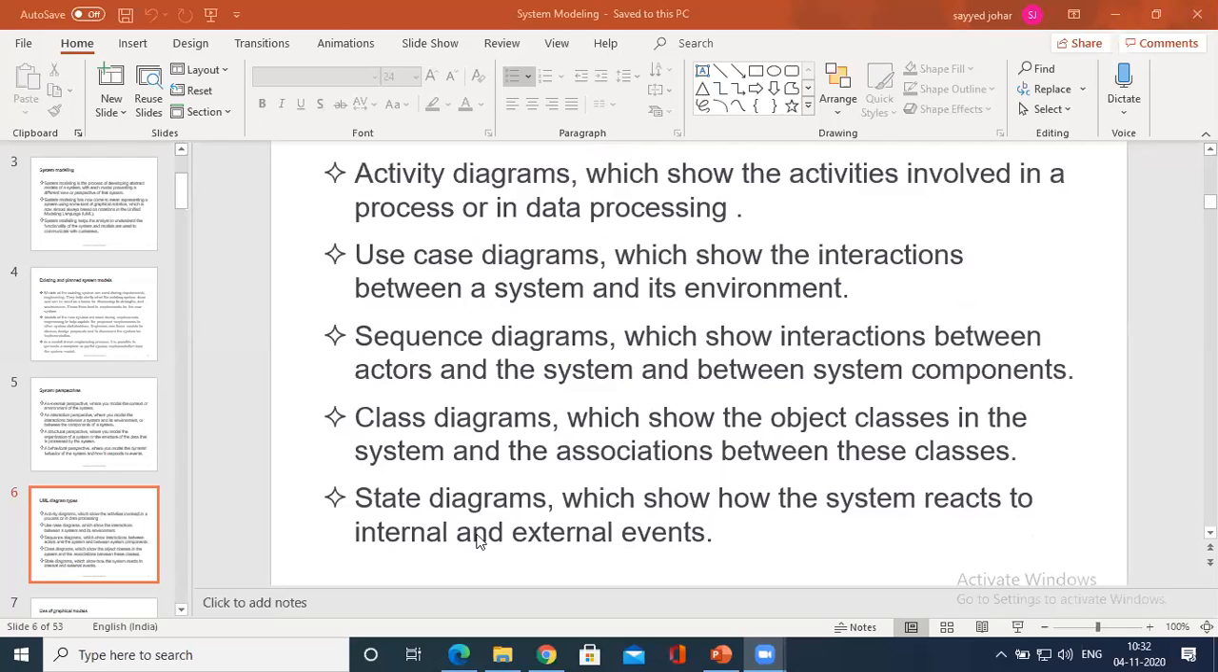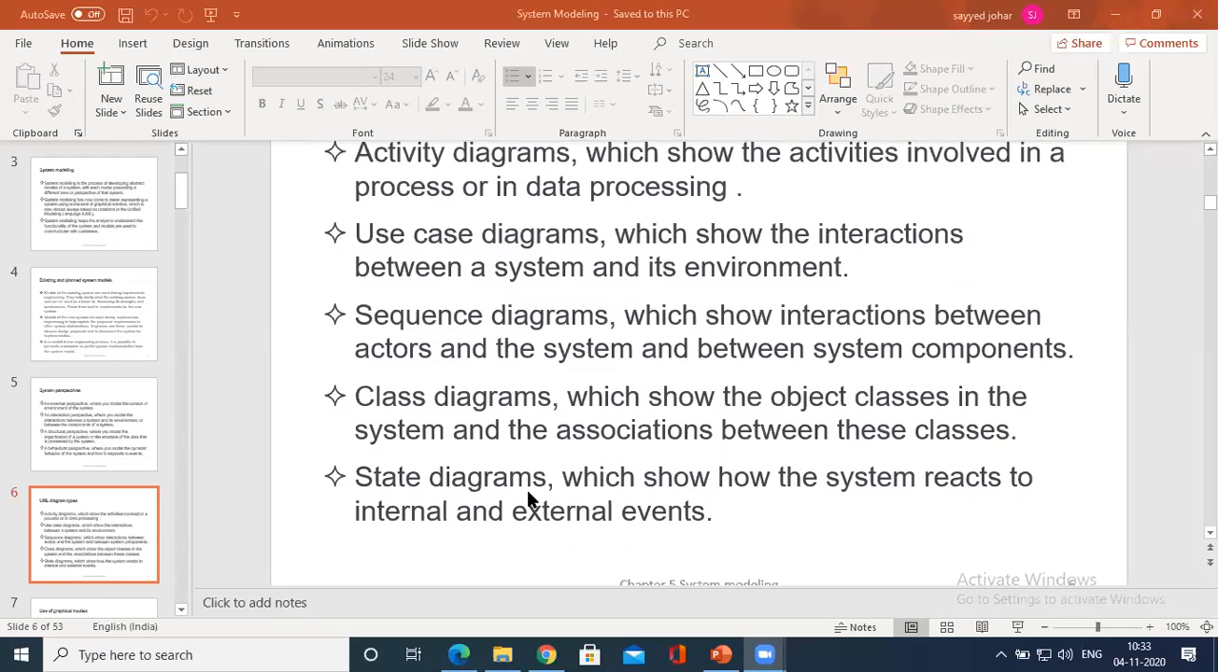So what is state? A state diagram represents the state of a system. For example, if I say a person, a simple one with these attributes and operations, what could be the state? The state of a person could be idle, moving, or something like that, right? So when we discuss the state of a system, we use a state diagram: how the system reacts to internal and external events.